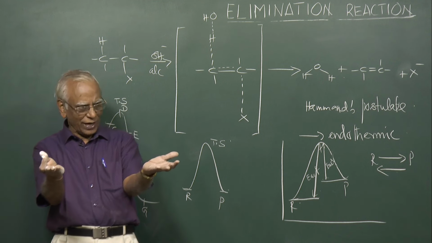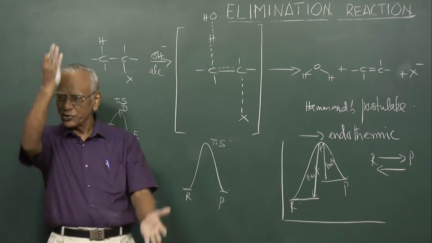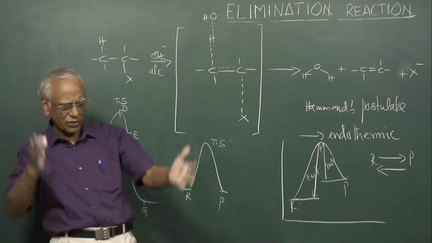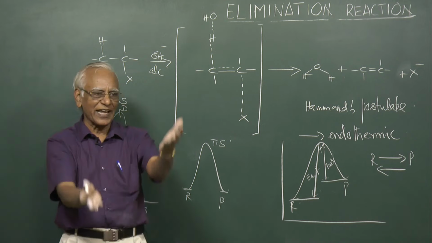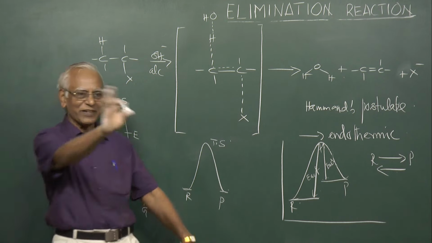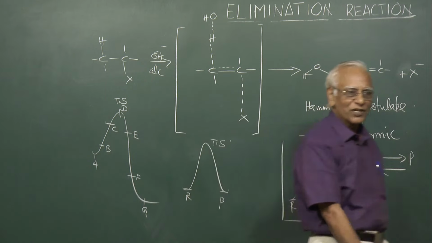Would you expect them to have the same? Therefore, there should be a variation in the potential energy between the reactant and the product. Whenever there is a variation in the potential energy between the reactant and the product, obviously the activation energy for both the forward and backward should be different.